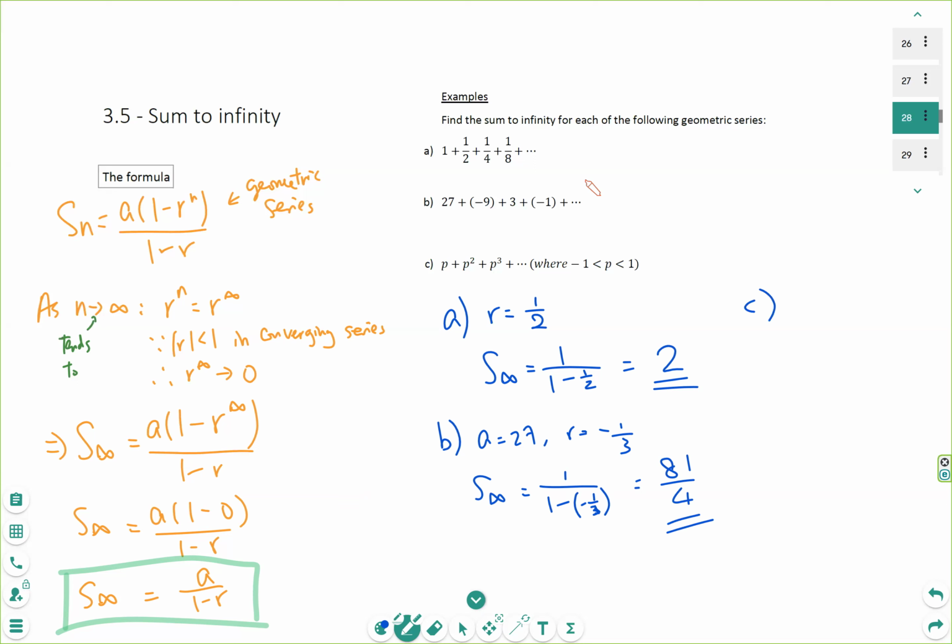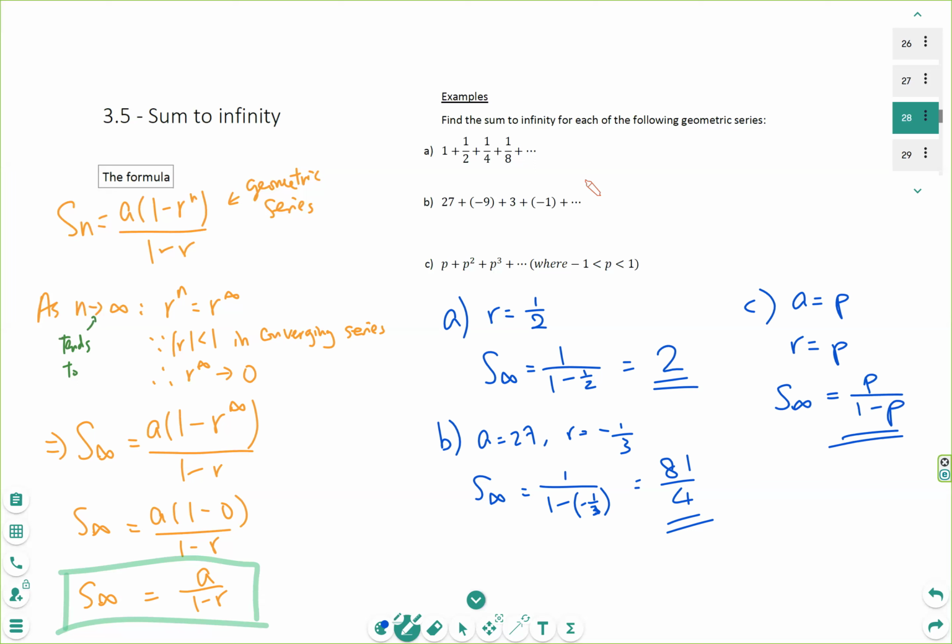Question C. A is P and the ratio is P as well, because you multiply by P. You're told P is between minus 1 and 1, so you know P is a smaller and smaller number. So we can do S to infinity equals P over 1 minus P, and that's the answer.